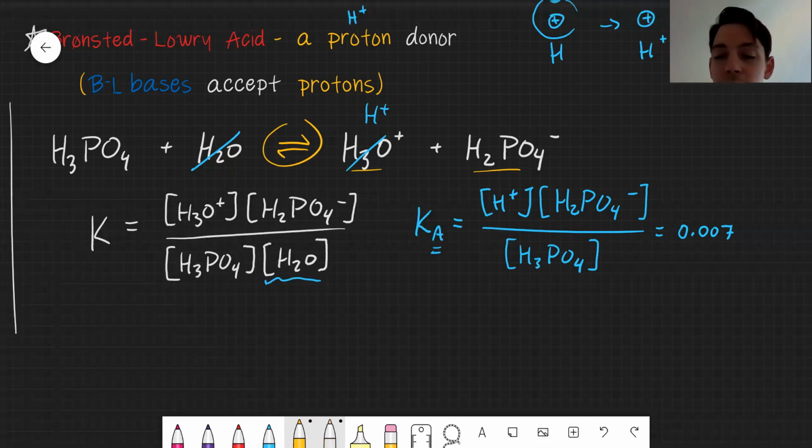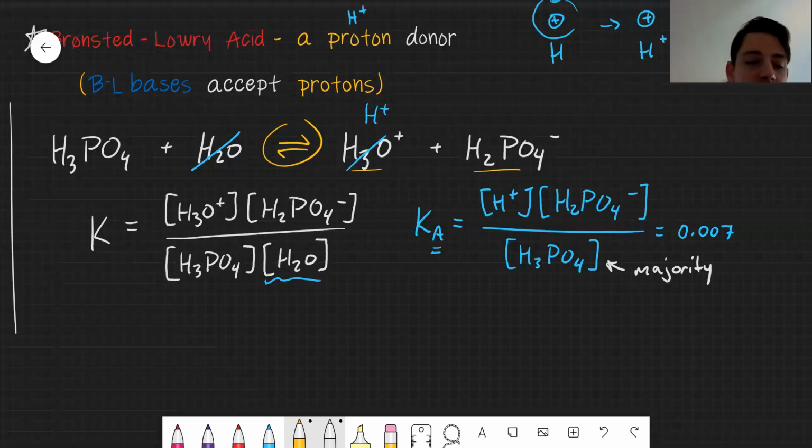Okay, hopefully you noticed. The reactant is going to be in the majority. We will have the majority phosphoric acid left over. In other words, mostly reactants. It turns out for this particular reaction, greater than 90% of the substance will remain as reactant, and less than 10% will actually dissociate into hydronium ions and dihydrogen phosphate. Okay, so we call acids like these that don't readily react with water weak acids.